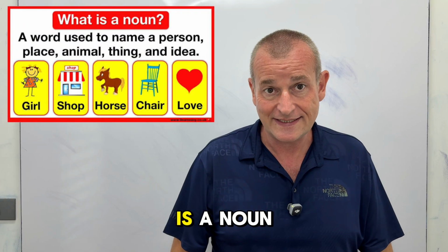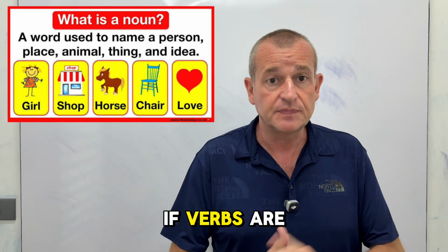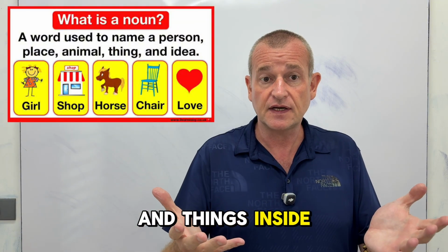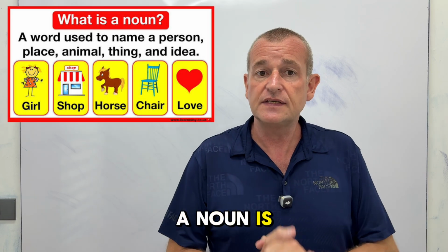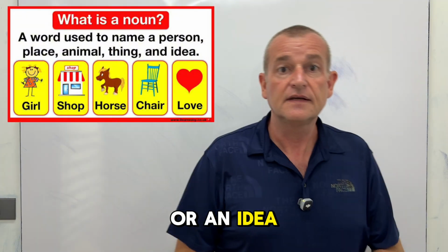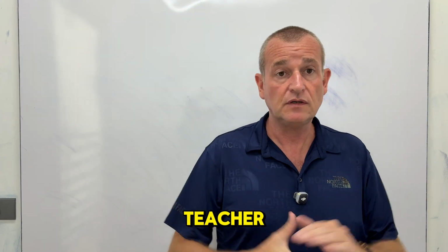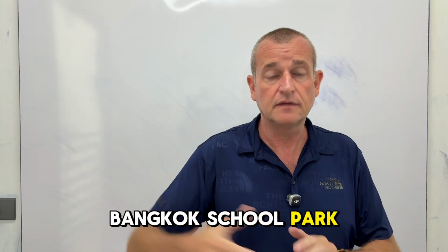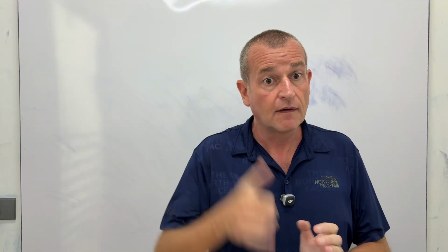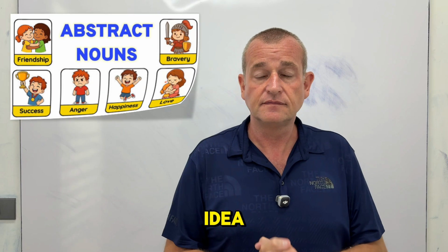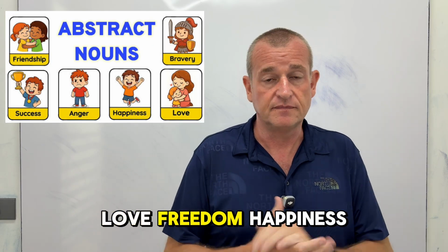Video 2, what is a noun? If verbs are the engine of English, nouns are the people, places and things inside the world. A noun is the name of a person, a place, a thing, or an idea. For example, person: teacher, David, woman. Place: Bangkok, school, park. Thing: phone, a book, a chair. Idea: love, freedom, happiness.